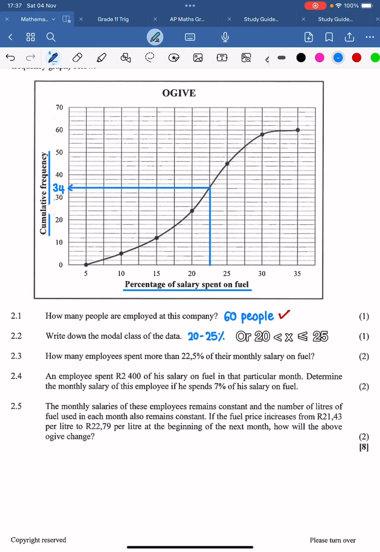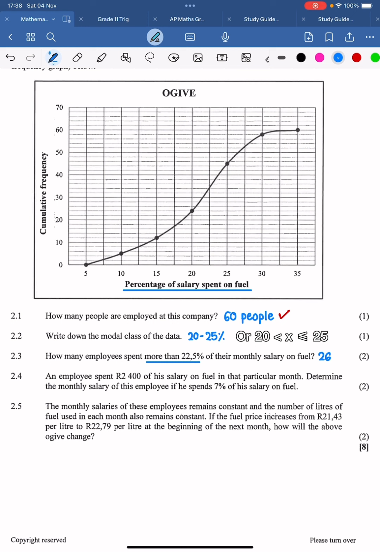Now, what that means is that 34 people spent less than that percentage, right? Spent less than 22.5. So now, since they're asking for more than 22.5%, we need to look at the number of people that are above that percentage. So from 34 to 60, that is going to be 26 employees.